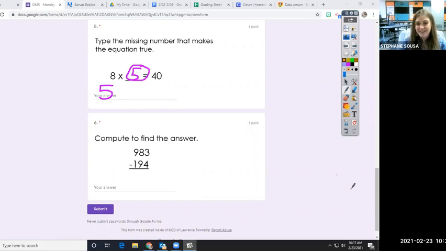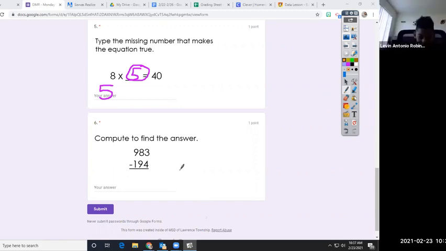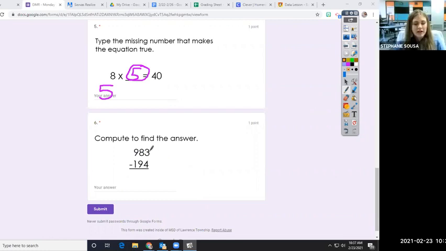All right, compute, find the answer. 983, subtract 194. 3 ones, subtract 4 ones is impossible. See, look, 1, 2, 3. Where's the 4th one going to be? So we've got to regroup. So we're going to take 10 from the tens place, which means we now have 7 tens. And if we combine the 10 that we took and the 3 we already have, we have 13 ones. 13, 12, 11, 10, 9. 9 ones.